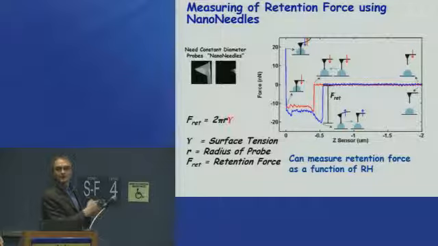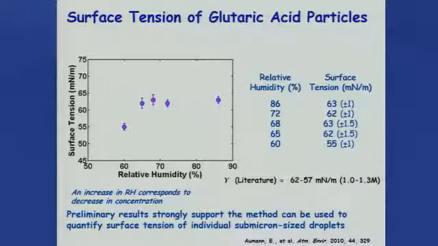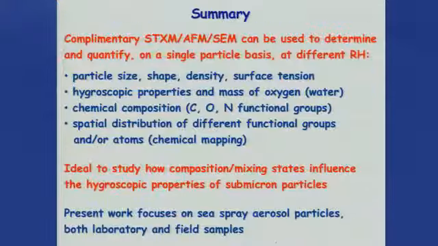And for well-defined geometry, such as this cylindrical tip, we can relate the measured retention force to the surface tension, knowing the size of the needles. By doing that, here is an example of looking at glutaric acid particles as a function of relative humidity, where we observe the dependence, which is consistent with the literature values. So it appears to be working, and it looks like a really nice technique, which we hope to push on and study a variety of problems.